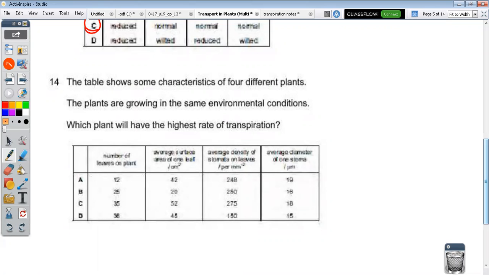Is it not the highest rate of transpiration? Highest rate of transpiration. Sorry, did I say photosynthesis? Transpiration. So the higher the number of leaves, the higher the amount of water that will escape. So the larger the surface area, that increases the rate of photosynthesis. Clear? Your stomata, the higher the number of stomata, the higher, remember, the openings. So what's the best answer there?